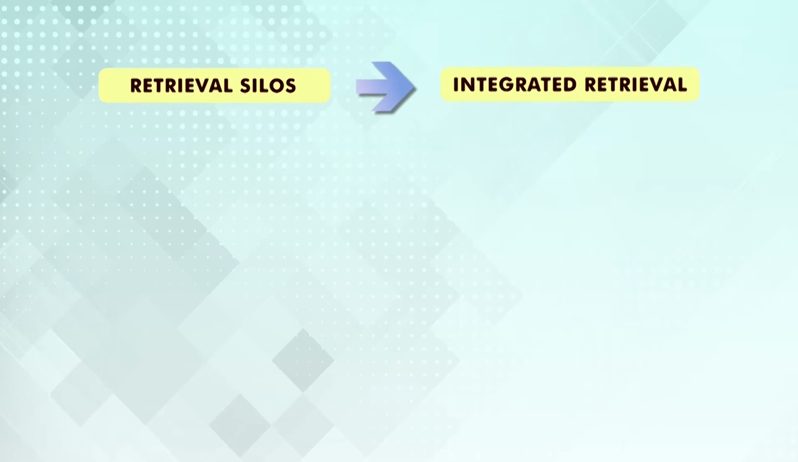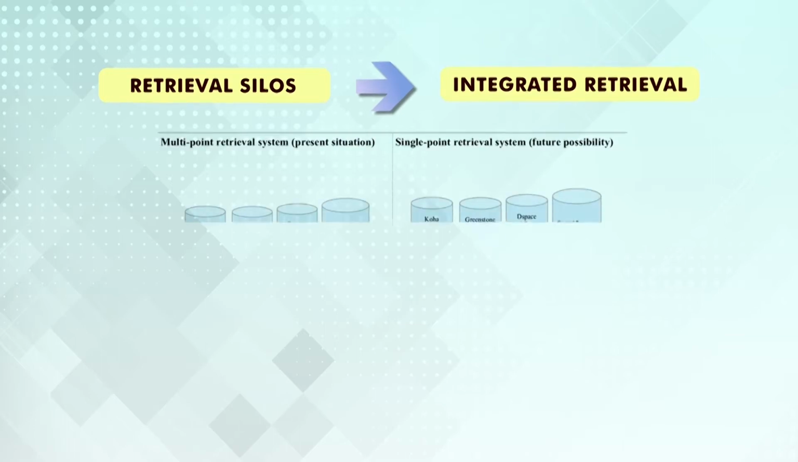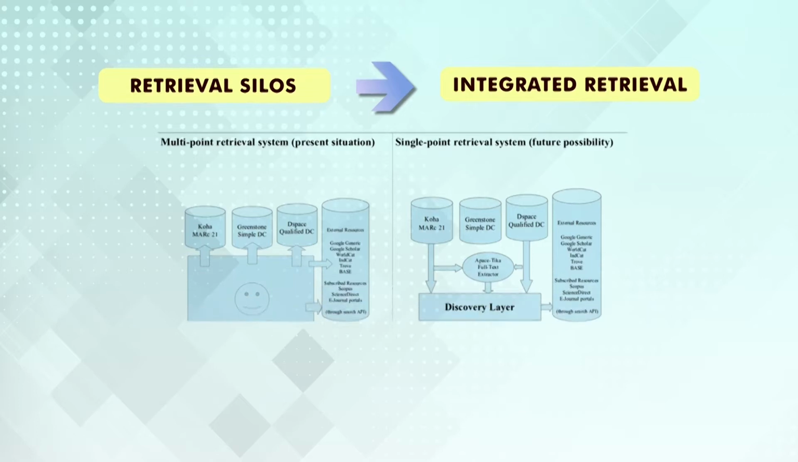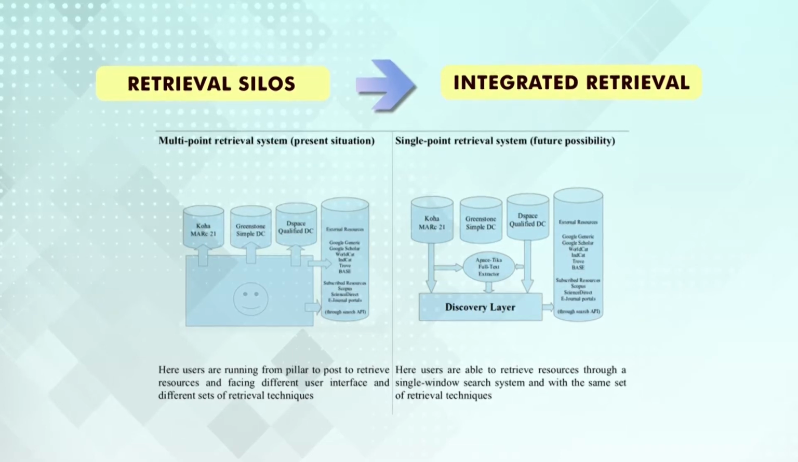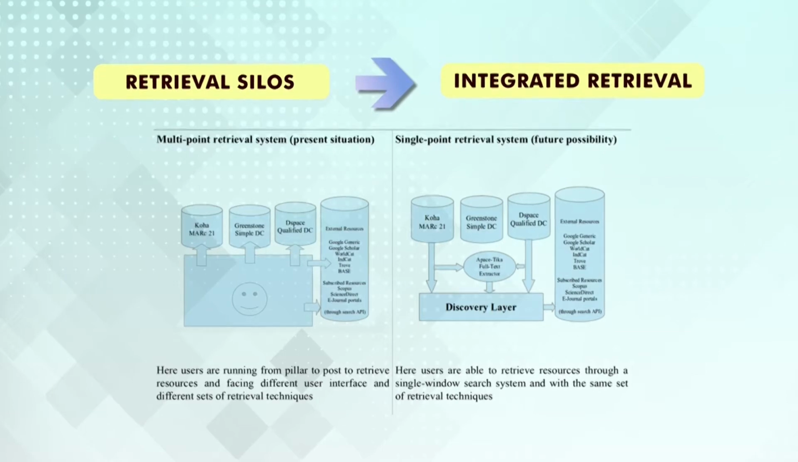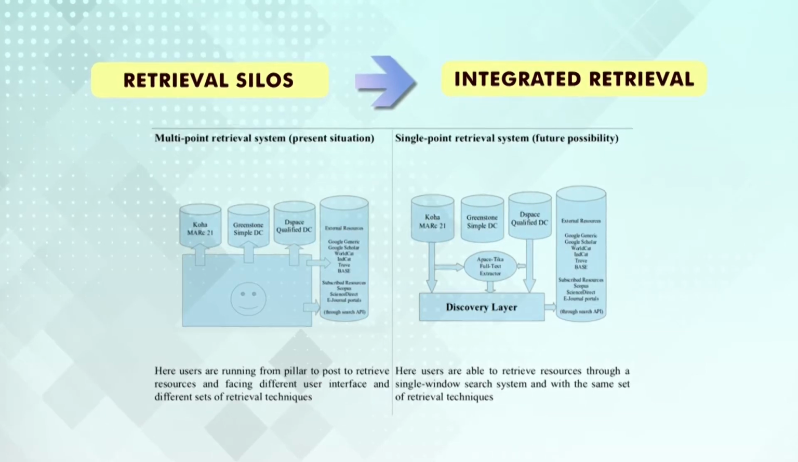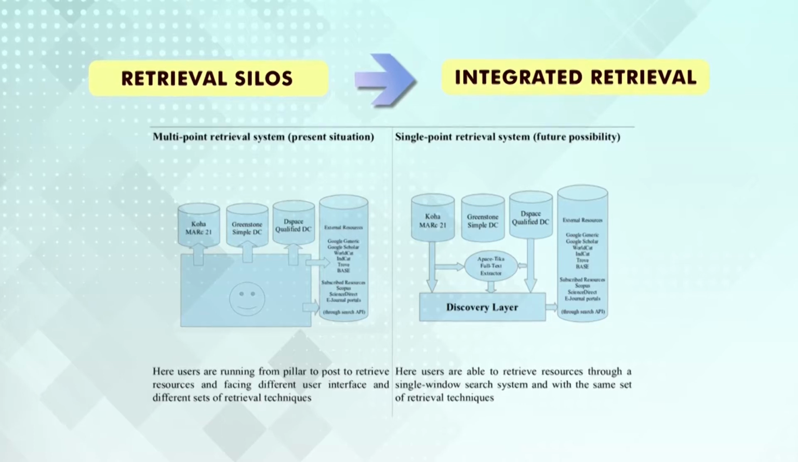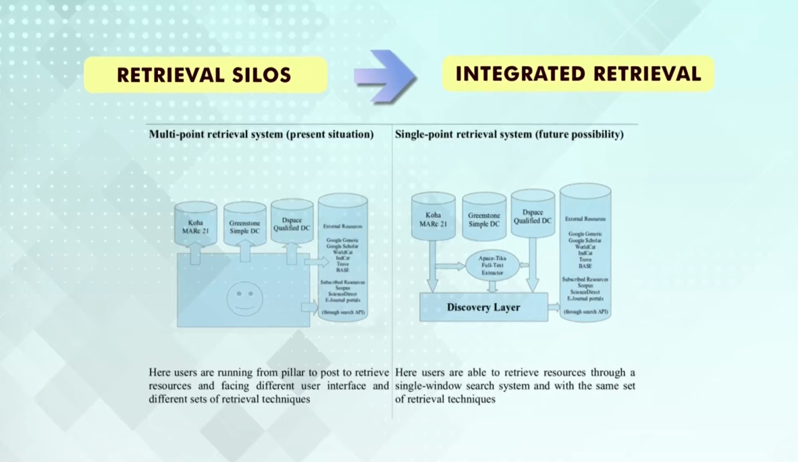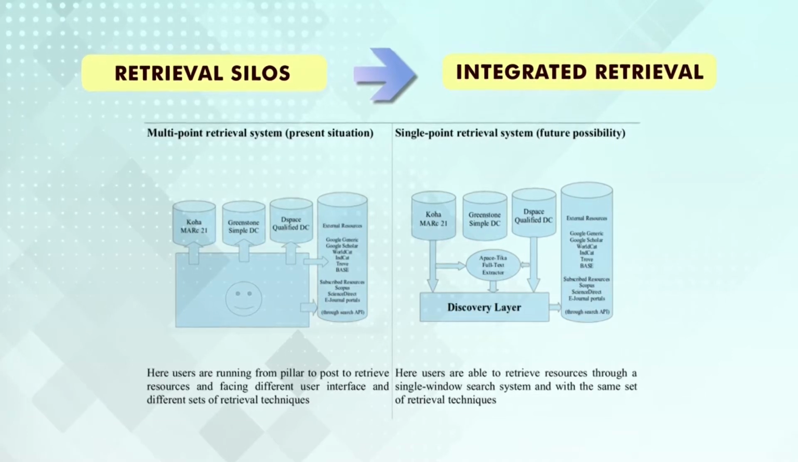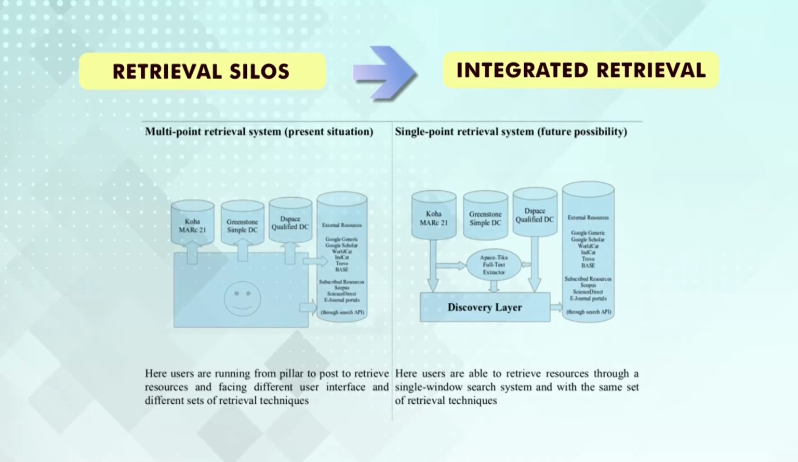Now, this is normally the architecture of a typical library. Here users are basically dealing with many library retrieval silos. We have the OPEC as a silo, then ebooks as another silo, the institutional digital repository as another silo, and many external resources, subscribed resources, open access resources. So, in a typical library OPEC oriented system, our users are basically moving from one retrieval silo to another to get different kinds of resources.